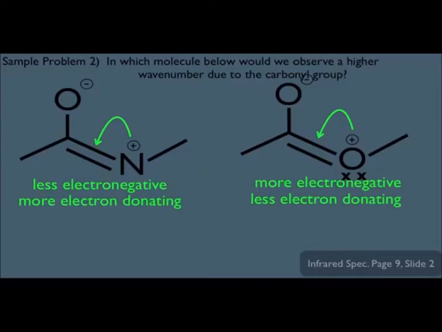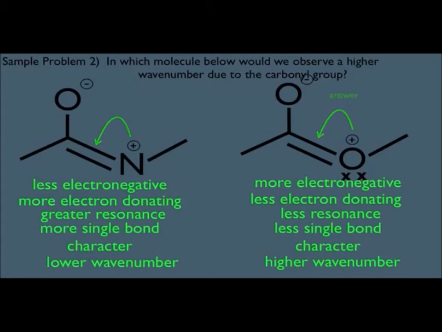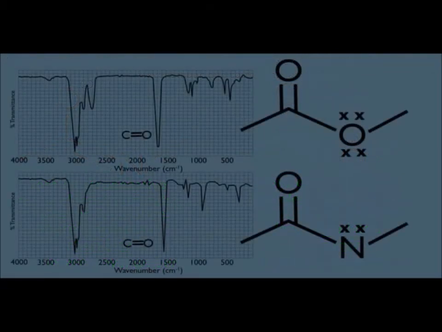That means the molecule on the left will therefore have a greater resonance, and the molecule on the right would have less resonance. Which means the left molecule would have more single bond character for its carbonyl group, and the molecule on the right would have less single bond character for its carbonyl group. And less single bond character, remember, means shorter bond and therefore higher wave number. So our answer is the molecule on the right would have a greater wave number for its carbonyl group. In fact, again, comparing them side by side, notice you would see this same relationship right here.